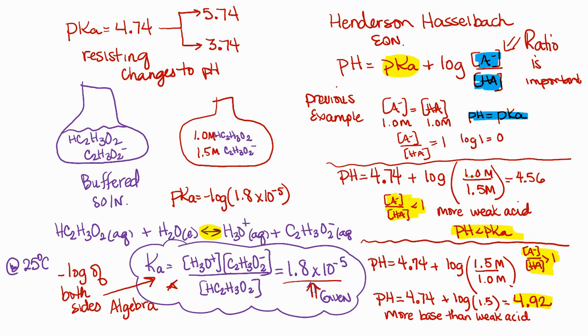So if somebody says to you, hey, we want to make a buffer, the first thing you'd say is, well, what pH range do you want? Because that's going to determine what buffer system you use. And then the second thing would be to figure out what ratio you need. Okay, let's go to the next slide.